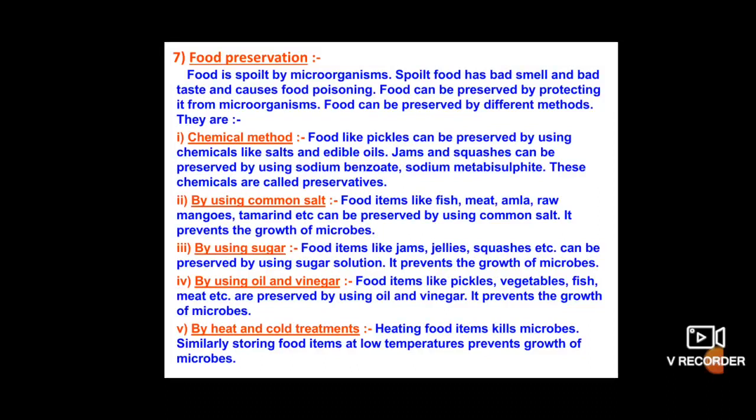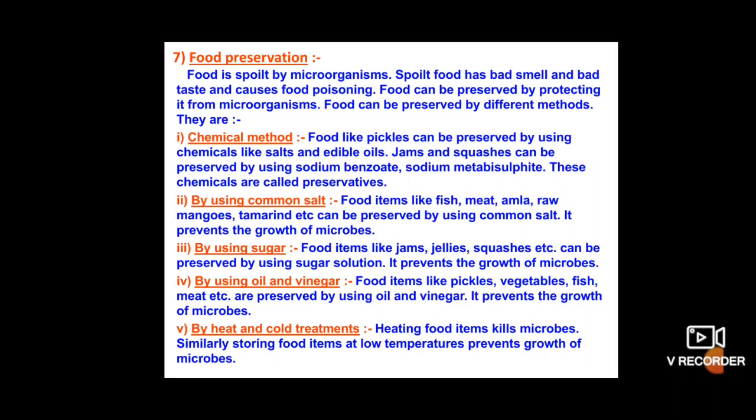Dear children, in a previous class, we learnt about the food preservative methods. I hope you understand this concept. So, dear students, once again I am going to revise these food preservative methods. It is a very important concept.